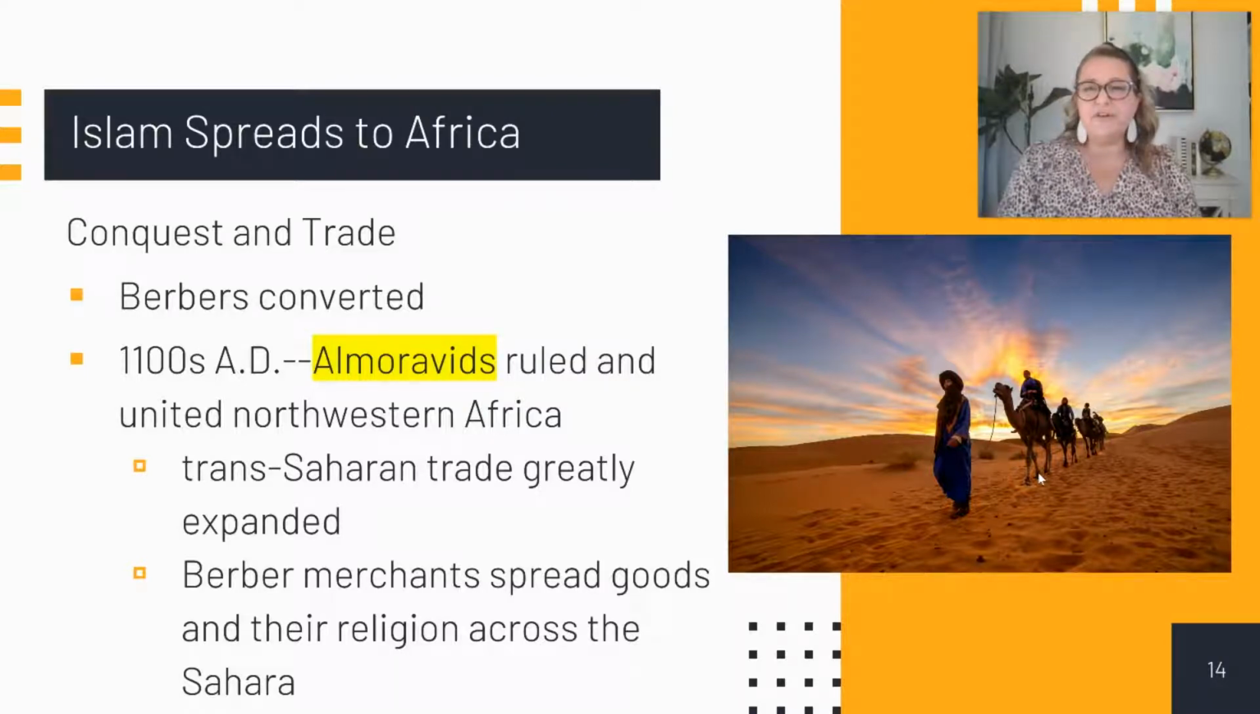So the first people in Africa to begin to convert to this, new to them religion of Islam were the Berbers.